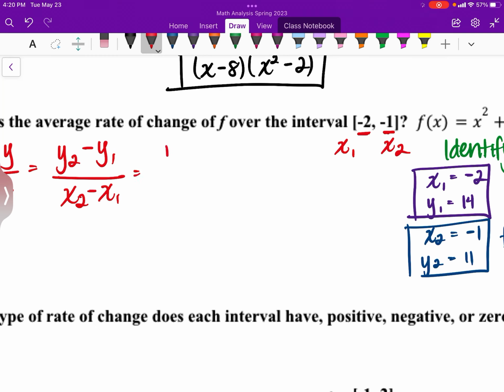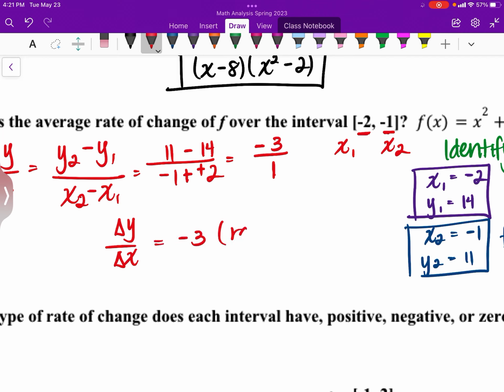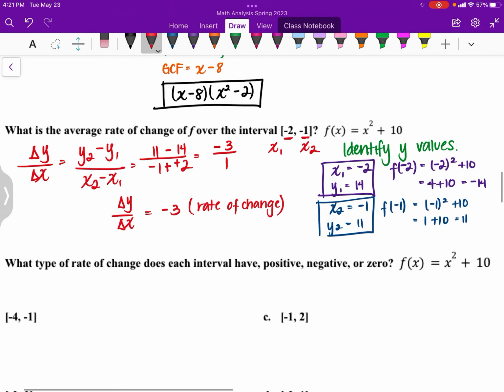So then that's going to be 11 minus 14 over -1 minus -2. Notice we have double negatives there because this one's a negative, and the problem does call for us to subtract. Top in this case is going to become a -3, and the bottom, change that to a plus, because negative times negative is a positive, and that becomes a 1. So then in this case, the change of y over the change in x is equal to -3. And that's actually the rate of change. The rate of change. Right.